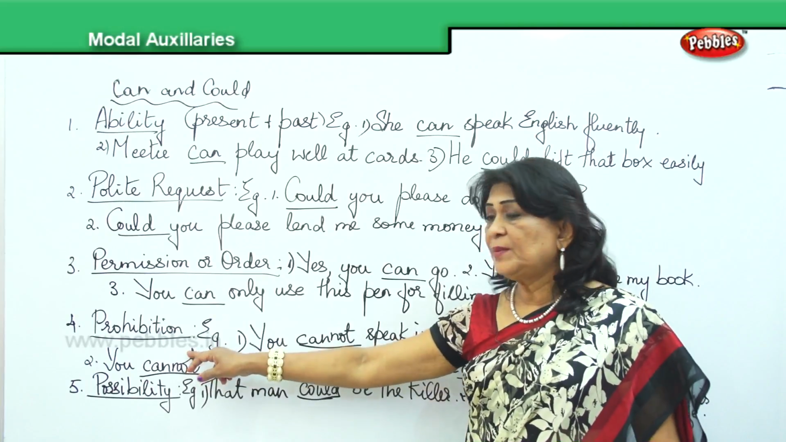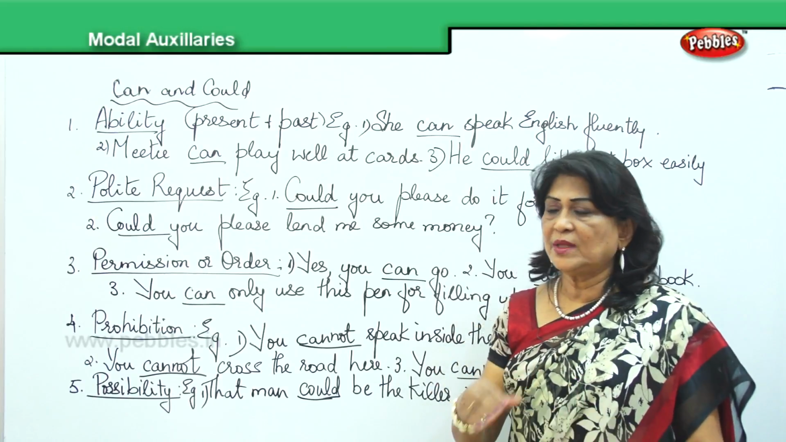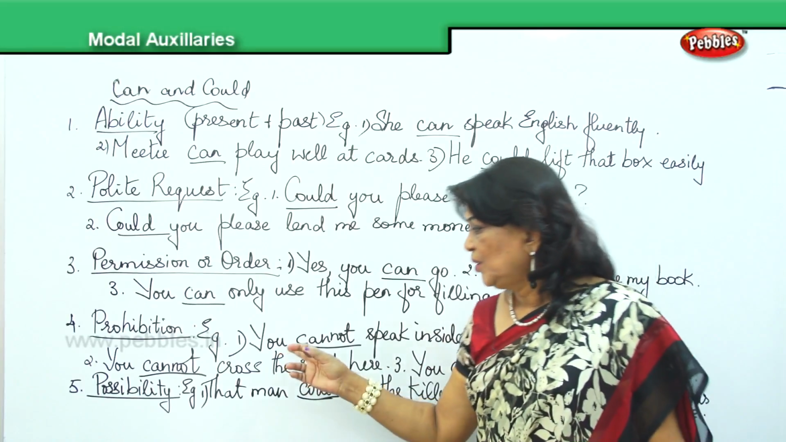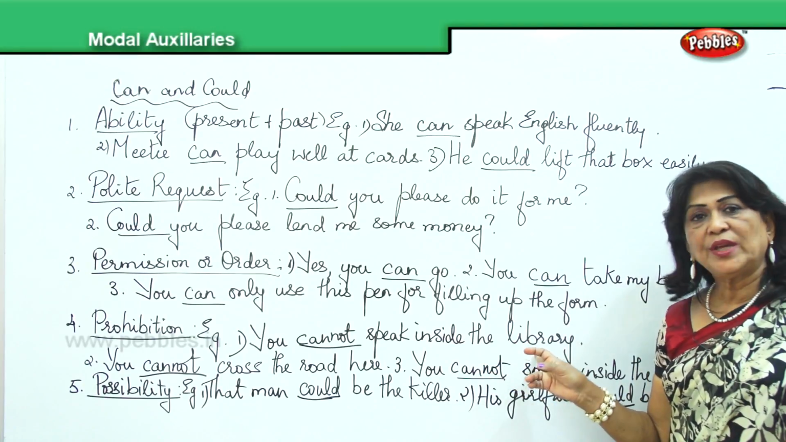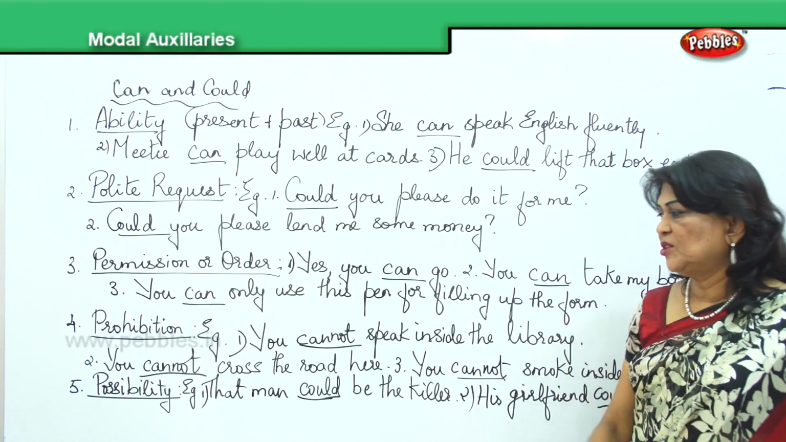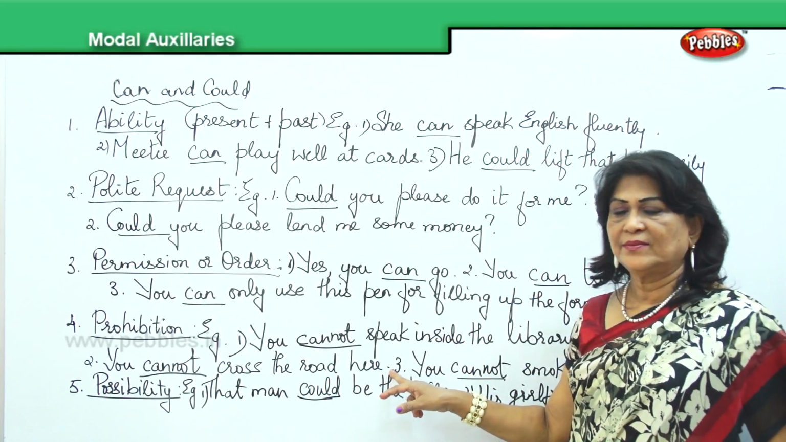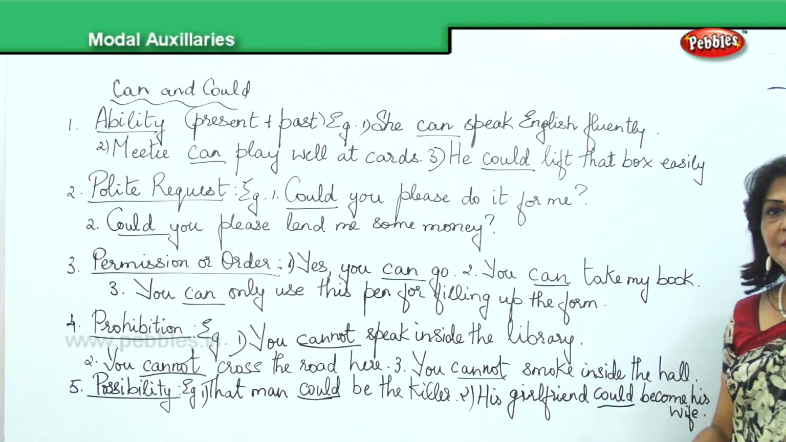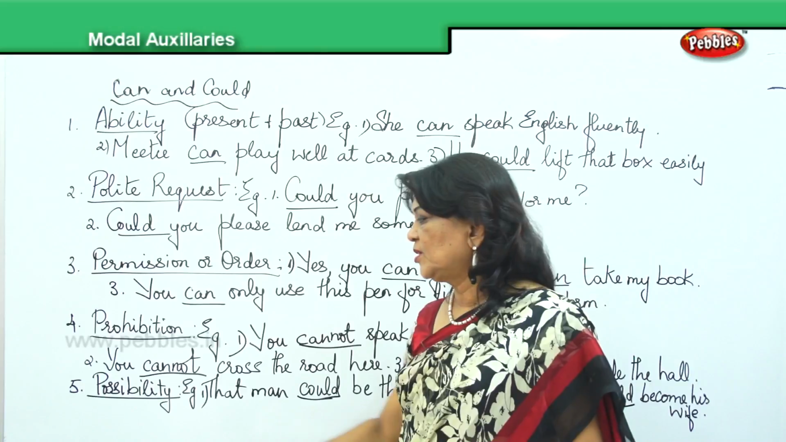Next place, prohibition. Like prohibiting someone not to do something, we always add not along with can. Okay. You cannot speak inside the library. You cannot speak. Can plus not. Only then it becomes a prohibition. You cannot cross the road here. You cannot smoke inside the hall. So, all this prohibition we saw.